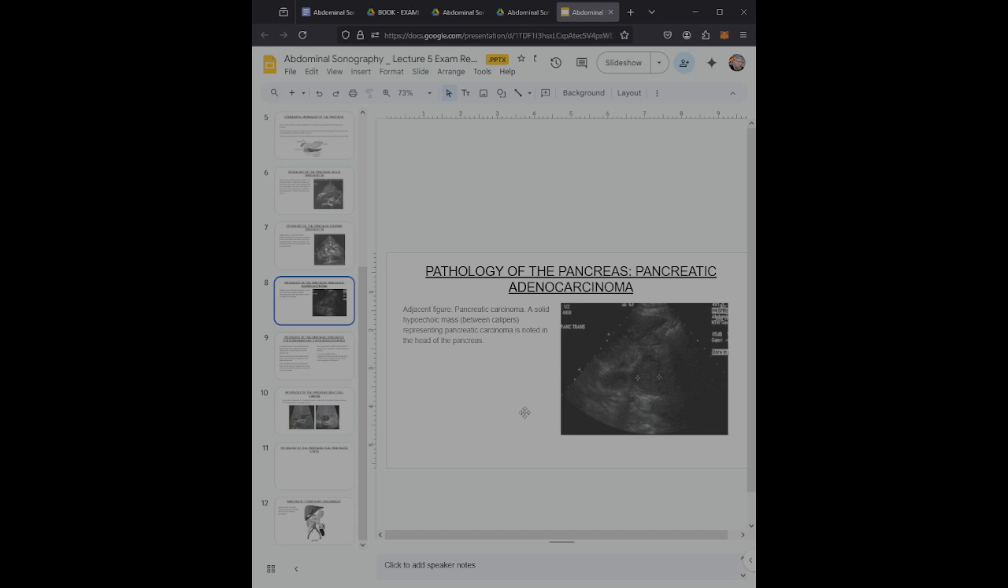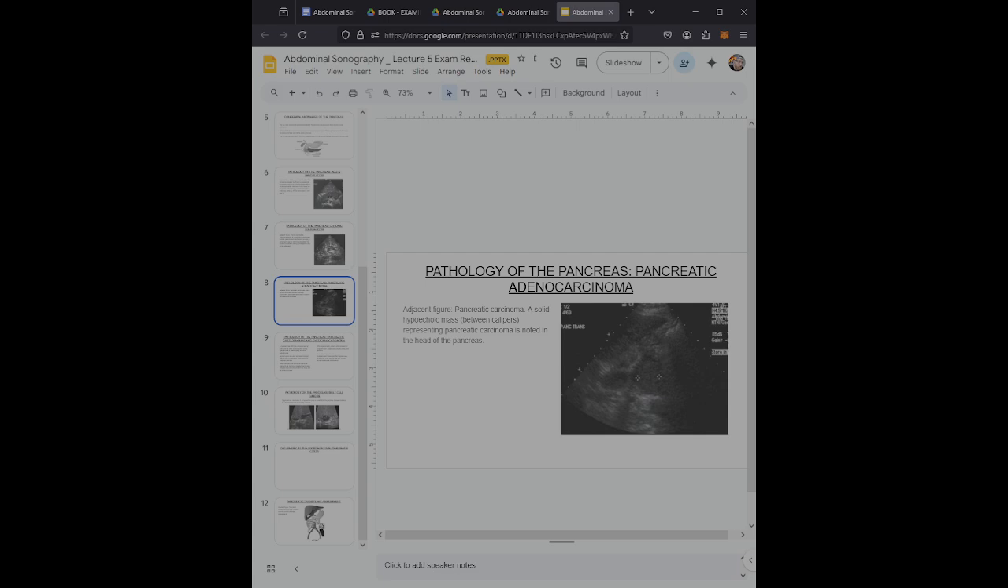and we perform the Whipple procedure, or a pancreaticoduodenectomy, where we remove the head of the pancreas, and we remove the gallbladder, some portion of the bile ducts, and the proximal duodenum. Clinical findings include loss of appetite, weight loss, jaundice, epigastric pain, a Courvoisier gallbladder, and elevated liver tests.